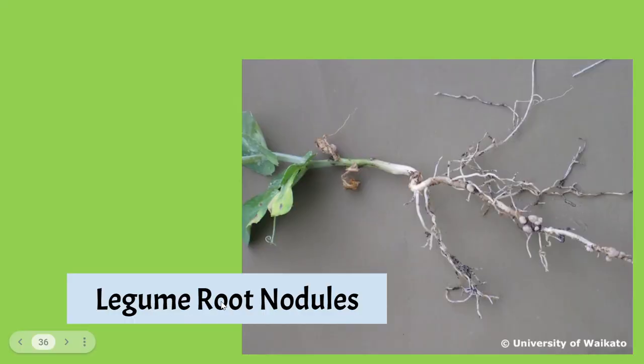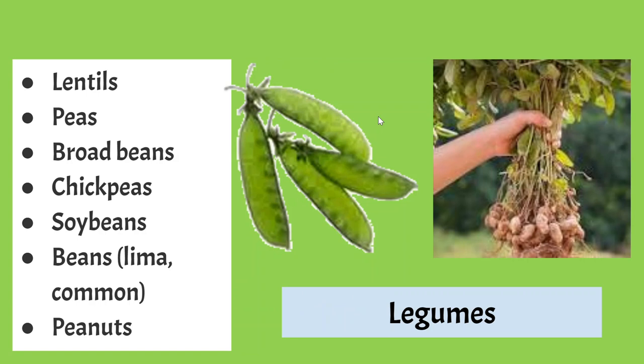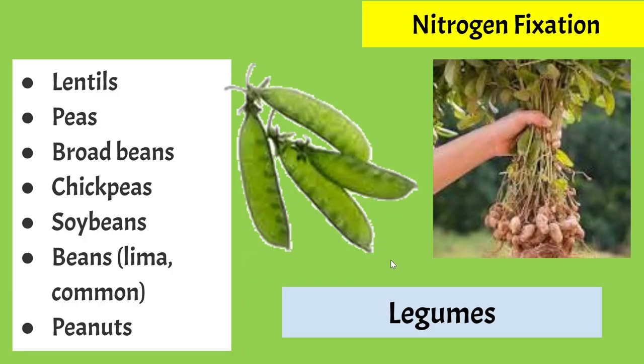Interestingly, the legume root nodules, so plants that are in the pea family, have these bubbly root nodules that actually have bacteria that can fix nitrogen. Okay, nitrogen fixation can occur in lentils and peas, broad beans and chickpeas, soybeans, other beans like lima beans, and peanuts. Peanuts are actually legumes. So this specific type of plant has these nodules with bacteria that can fix the nitrogen.